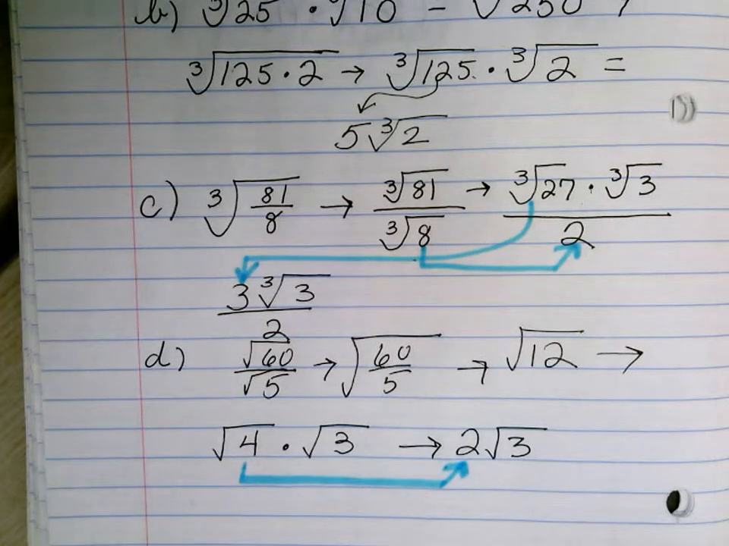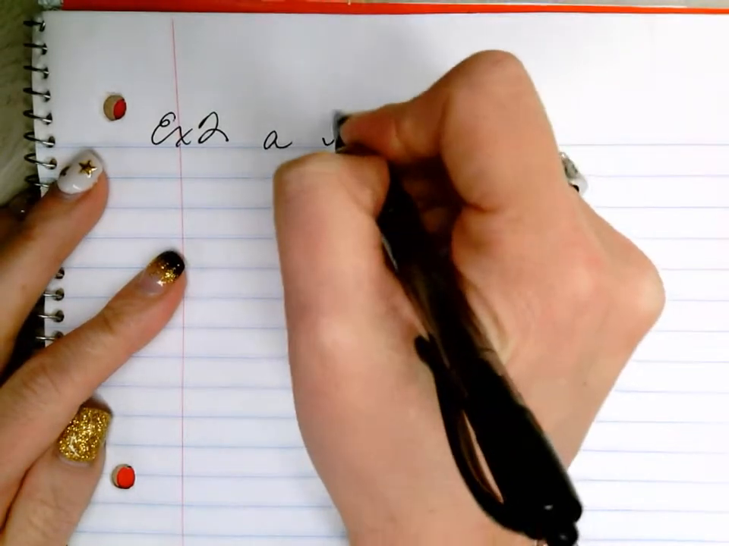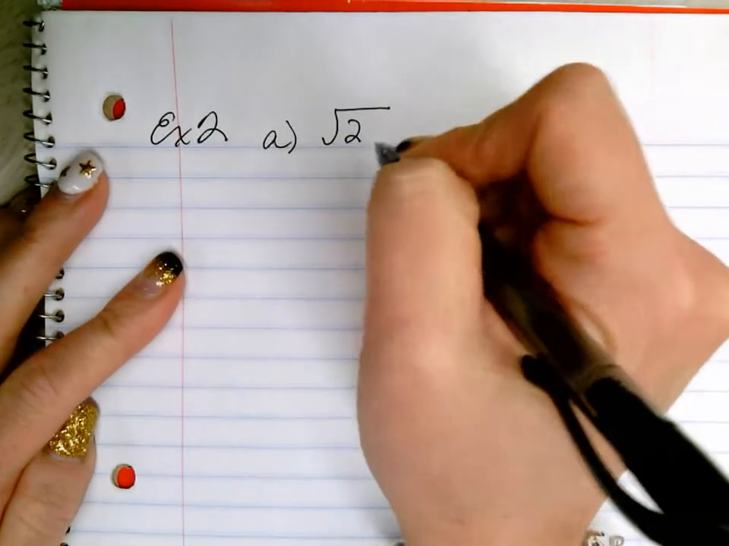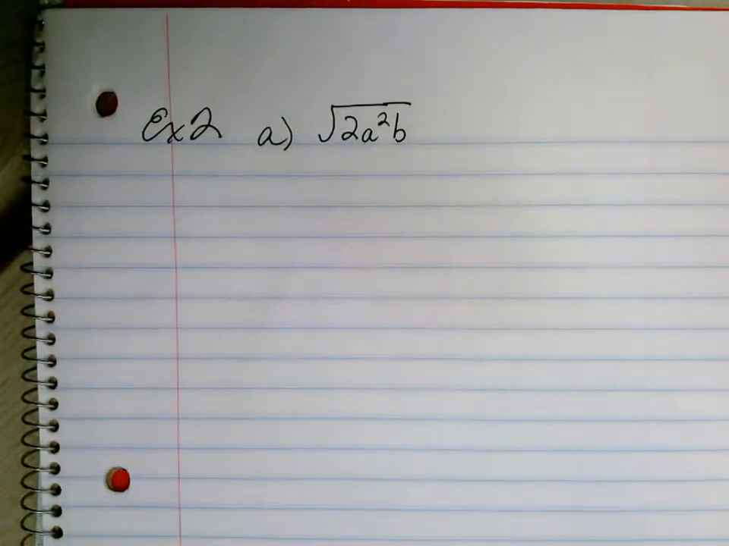Now, in example 2, just because I add variables to this scenario, it does not change anything, but you do need to recognize that when variables have powers, it is slightly different than numeric powers. So we're going to go over that here real quick. Example 2. So A, the square root of 2 times A squared times B. Within this mess, I know that A squared is a perfect square.